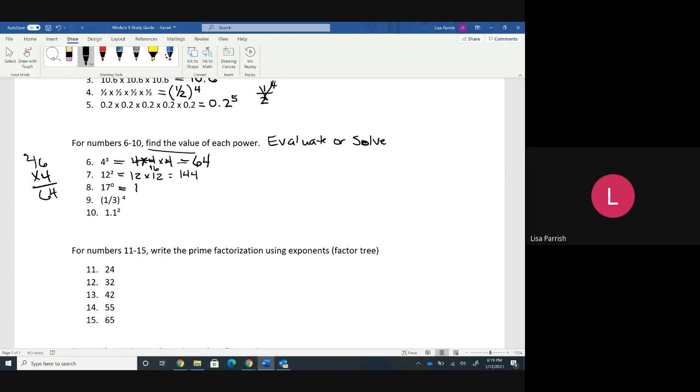Okay, any number to the 0 power equals 1. Remember that. Like I said, that's on your exponent notes.